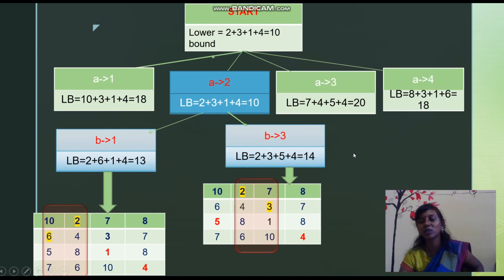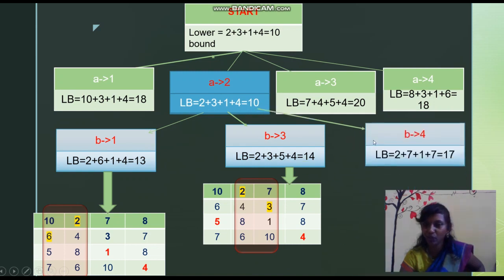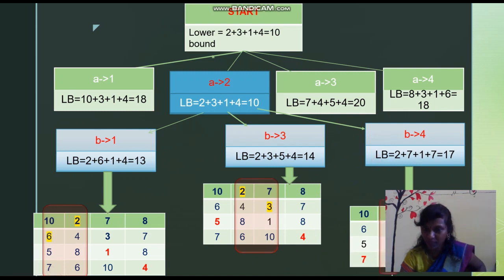Now we will be calculating the same for B for the fourth job. We are trying for the fourth job. This job 2 is allocated for A, so we cannot touch that. So B is trying for the fourth job.